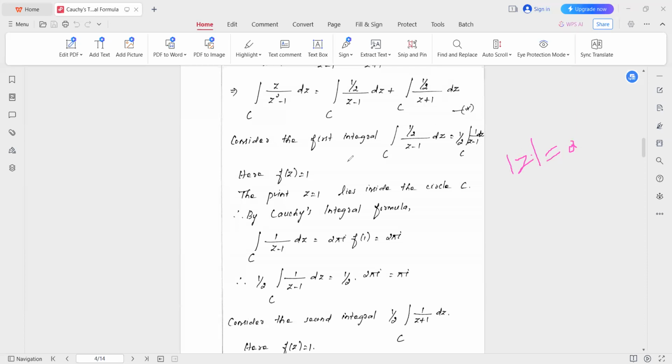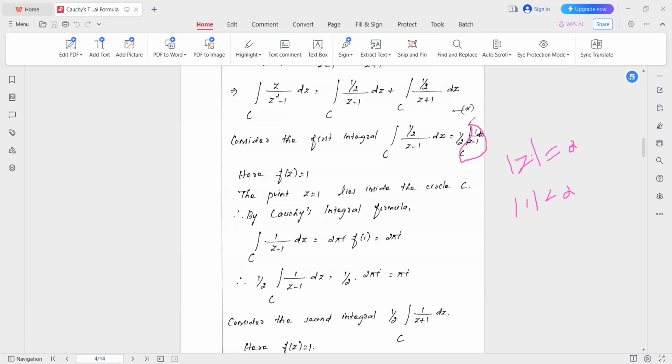Instead of z, the point where the analytic fails, we are going to substitute. So modulus of z will become modulus of 1, which is clearly less than 2, isn't it? It's clearly less than 2, which means the point 1 lies inside the circle. So therefore, in which formula do we have to apply? Cauchy's integral formula.